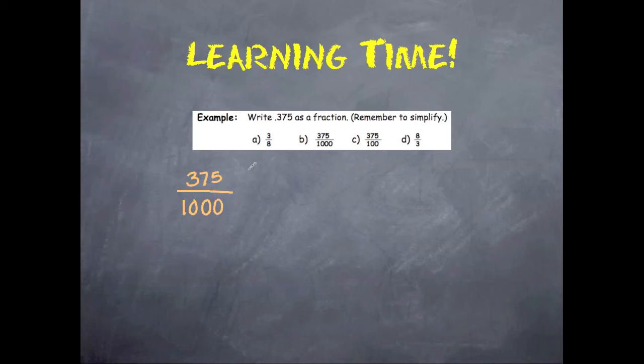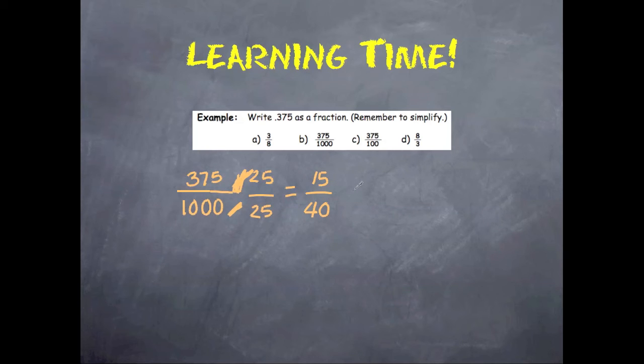So now we have to think what number can go into both 375 and 1,000. And we look and we see and we think, 25 can go into both. So then for 25, we have to divide the top and the bottom by 25. So we do that. And then this is a division sign, so we divide top and bottom by 25, and that gives us 15 over 40.